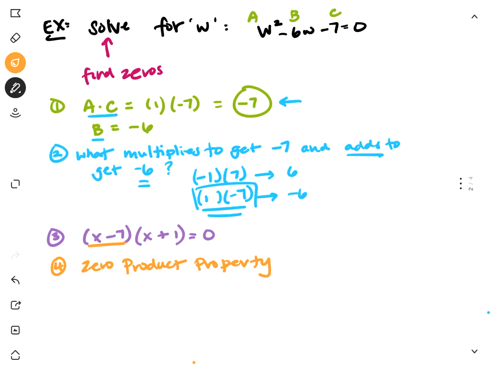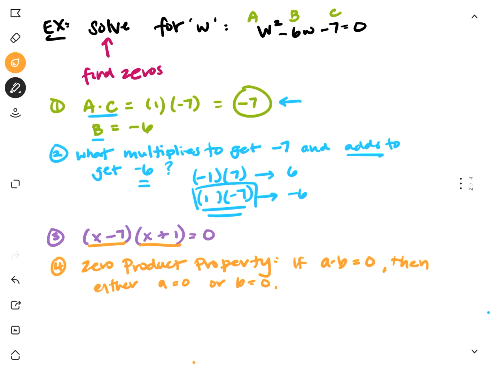So notice above we have two things. We have x minus 7, and we're multiplying by x plus 1. And it's going to be equal to 0. So what the zero product property says is that if we're multiplying two things and it's equal to 0, then what we know is that either the first thing is 0 or the second thing is 0, if not both.